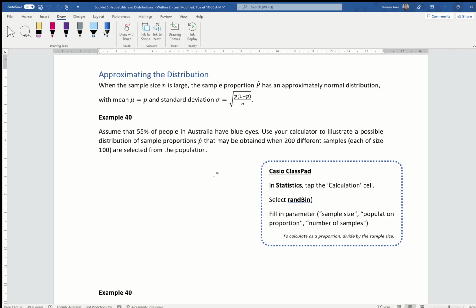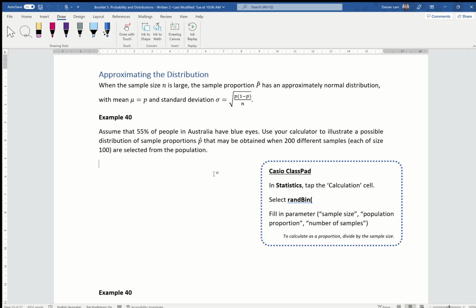In this example, we're going to go through using a ClassPad calculator. Please make sure you take it out in the meantime. So for example 40, we have to assume that 55% of people in Australia have blue eyes. Is that true? Absolutely not. But we'll pretend that it is. Use your calculator to illustrate a possible distribution. Remember that your answer is likely going to be different from someone else's. Of sample proportions p hat that may be obtained when 200 different samples, each of size 100, are selected.